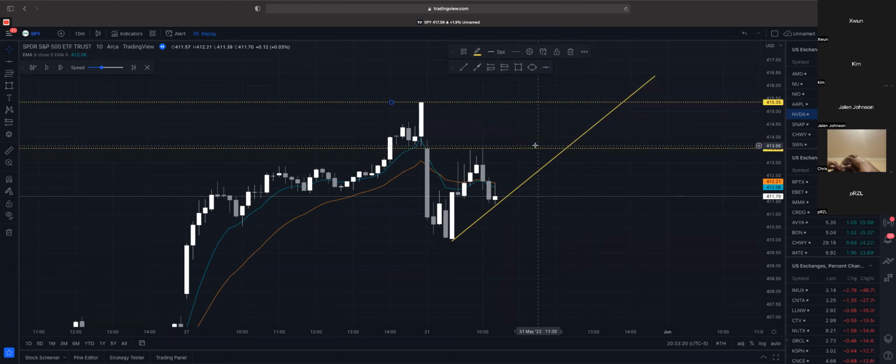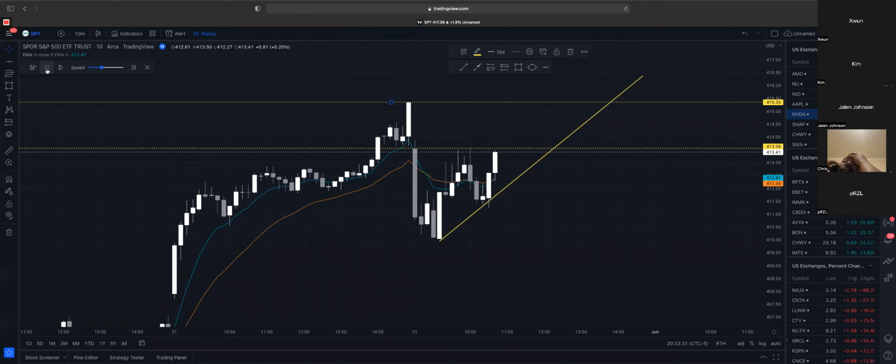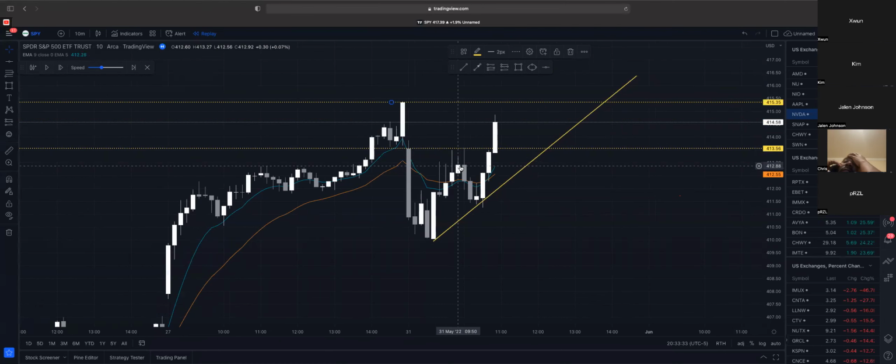That's our first level. Y'all see where I did? I plotted the previous day's high, so you always want to plot that. Let it go. Boom. It still hasn't broken, so I don't care about it. All right, this is where it broke.